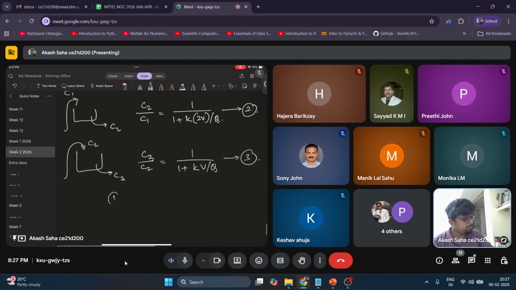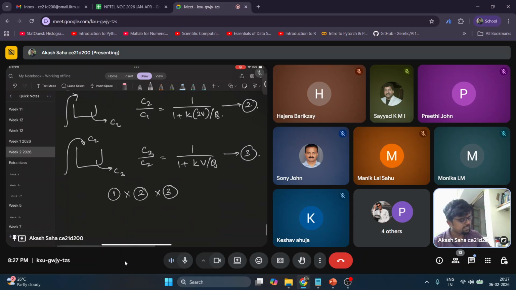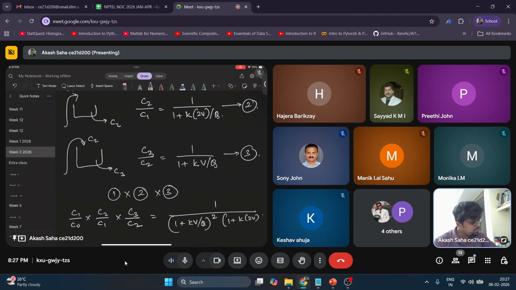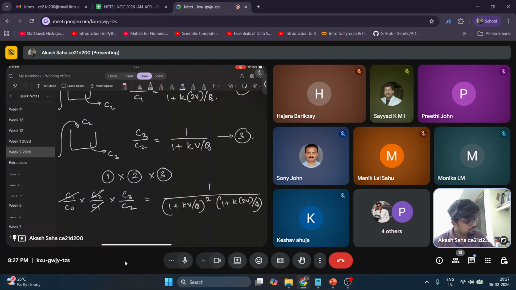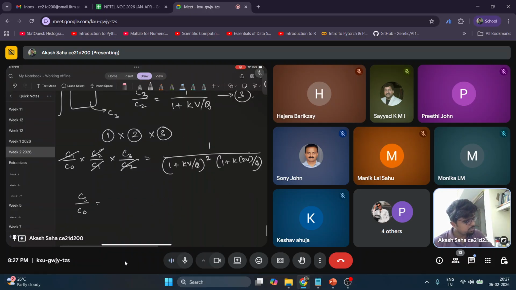Now what I will do, I will multiply equation 1 into equation 2 into equation 3. So what will happen? First I will multiply the left hand side. It will be C1 by C0 into C2 by C1 into C3 by C2. This will be equal to 1 by 1 plus kV by Q the whole square, because two terms like this will come, and 1 plus K 2V by Q. One equation will come like this. Now if you see this equation, C1 will cancel, C2 will cancel. We will only get C3 by C0 equal to 1 by (1 plus kV by Q) square into (1 plus K 2V by Q).